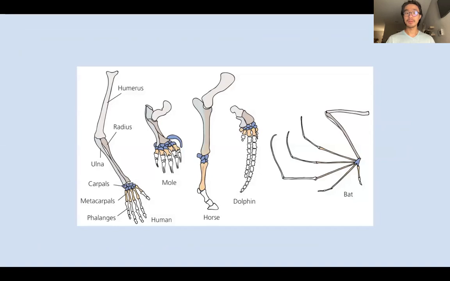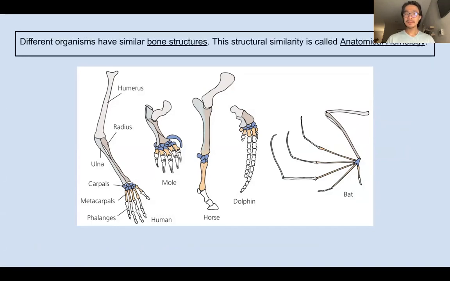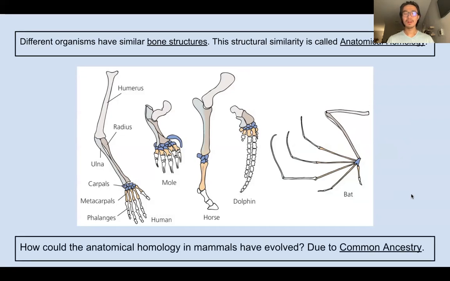Let's look at another set of bones. Here, we're looking at the bones of a human, a horse, a dolphin, and a bat. We know different organisms, even though we're different, are structured in a similar way. Look at how similar they are in structure. Compare the colors and see how they're present in each one of these organisms. This similarity is what we would call anatomical homology. How could this similarity, this anatomical homology in mammals, have evolved? Again, that is because of common ancestry.